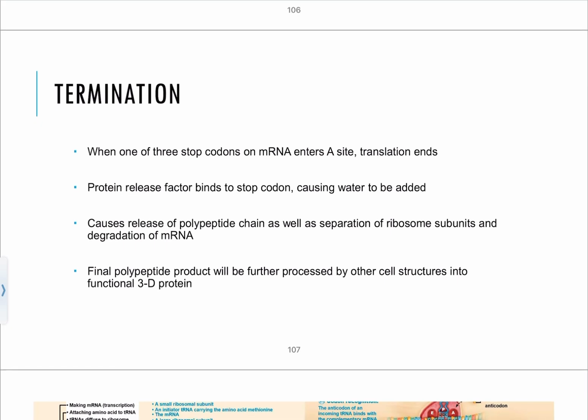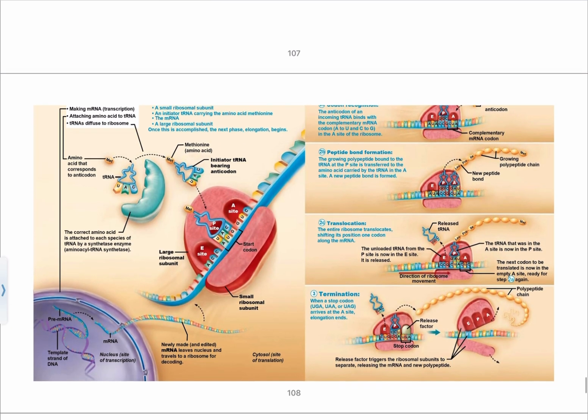So the final step is going to be termination. And again, I'm not really worried about the site, but the big thing here is that when our ribosome reaches the point where it's reading one of those 3 stop codons, that's when our ribosome is going to disassociate, and actually water is going to be added in place of an amino acid. And the binding of the water is actually what's going to break it and cause everything to fall apart afterwards.